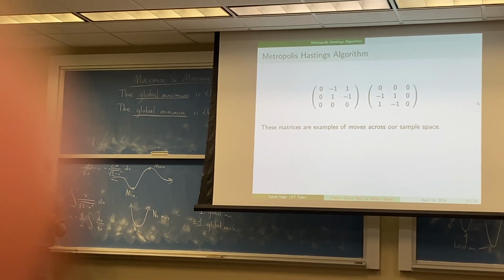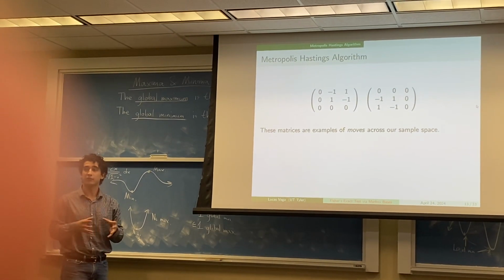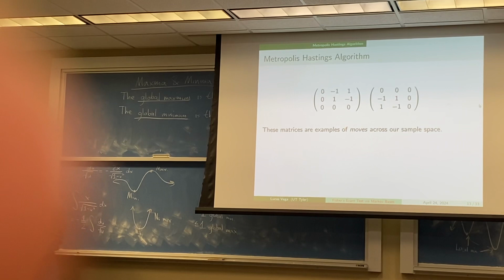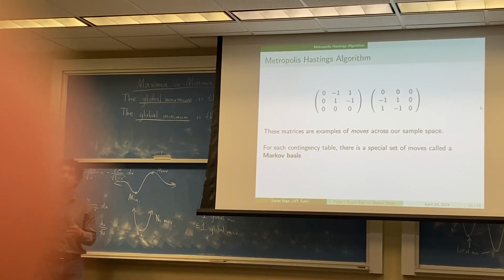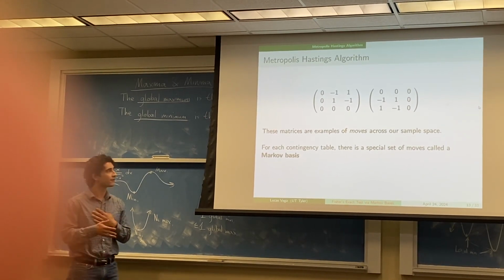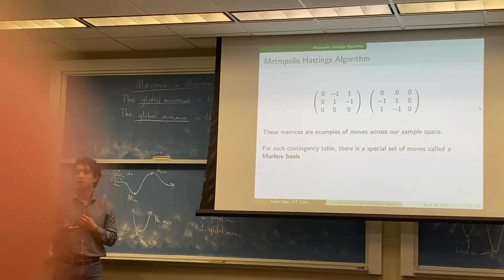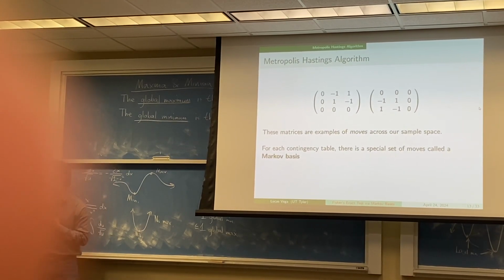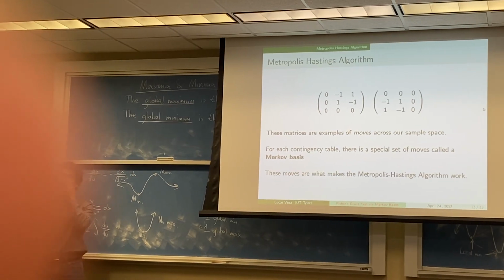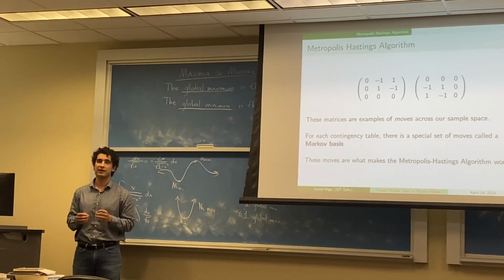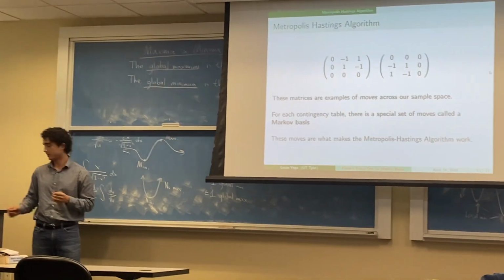They're what we call moves. By addition, they allow us to move through our sample space. And the set of all moves, for every contingency table, there's a special set of moves that we're going to informally refer to now as a Markov basis. The Markov basis is key to making the Metropolis-Hastings algorithm work.